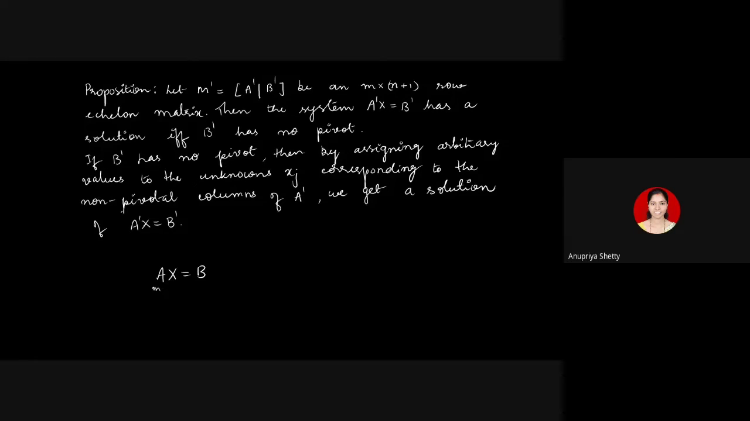Suppose A is a matrix of order m by n, and the column X has n entries, and B is of order m by 1. It has to be, because on the left side you have multiplied a matrix of order m by n with that of n by 1. So the product has to be of order m by 1. If you're solving this system Ax equal to B, it means you're finding the unknown column X which satisfies the system Ax equal to B.